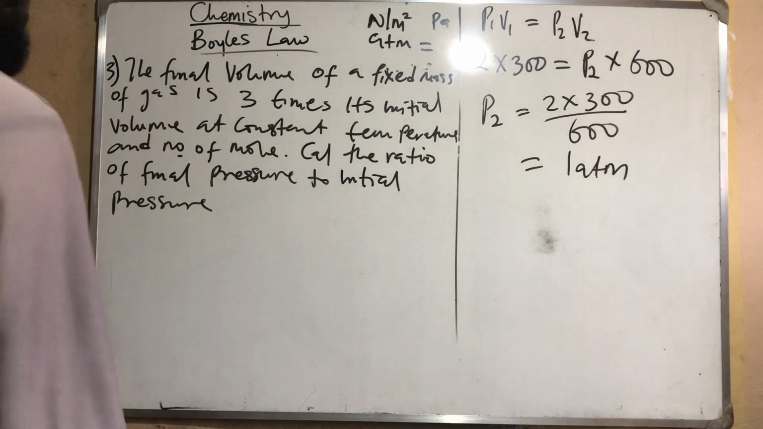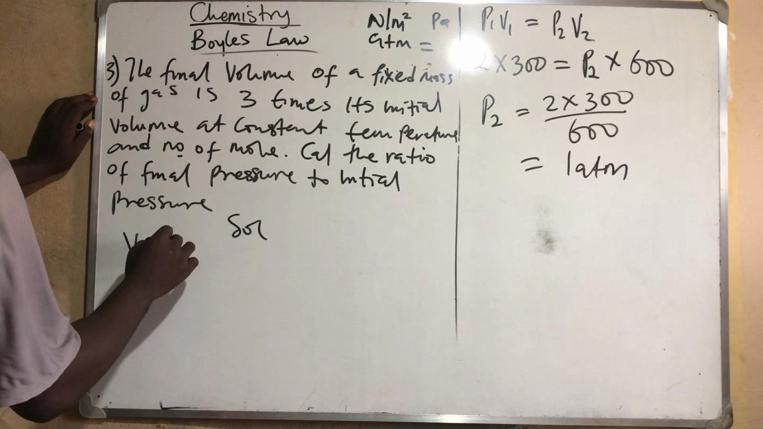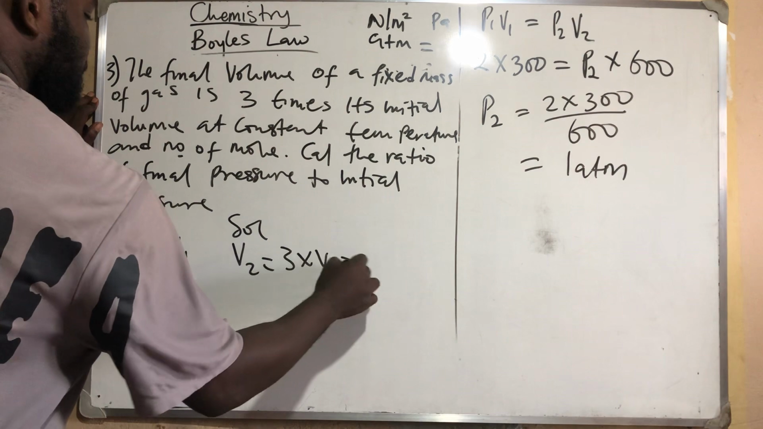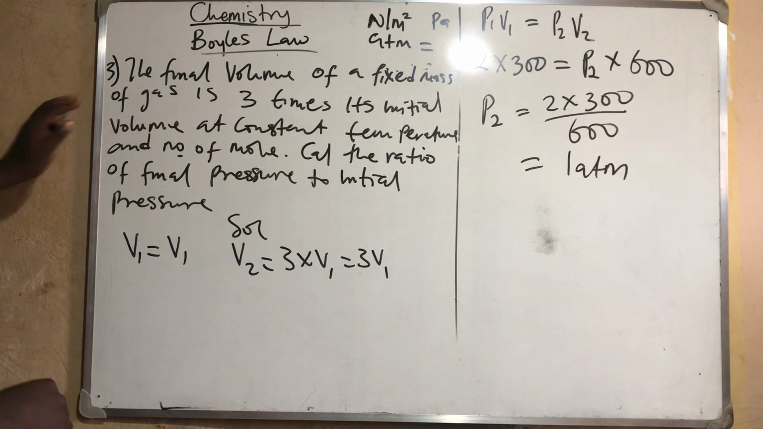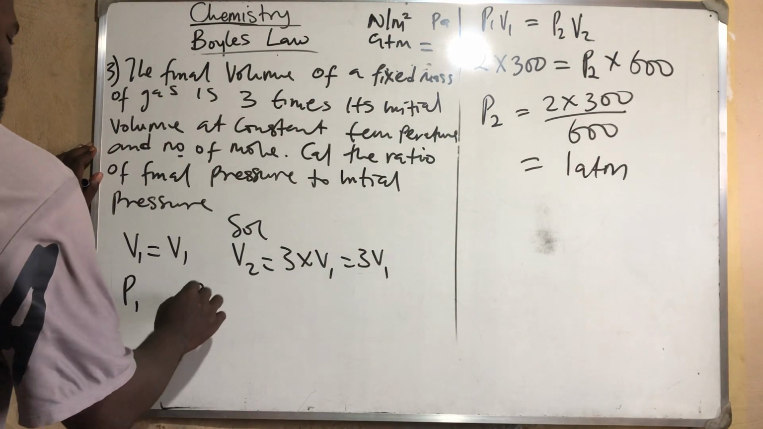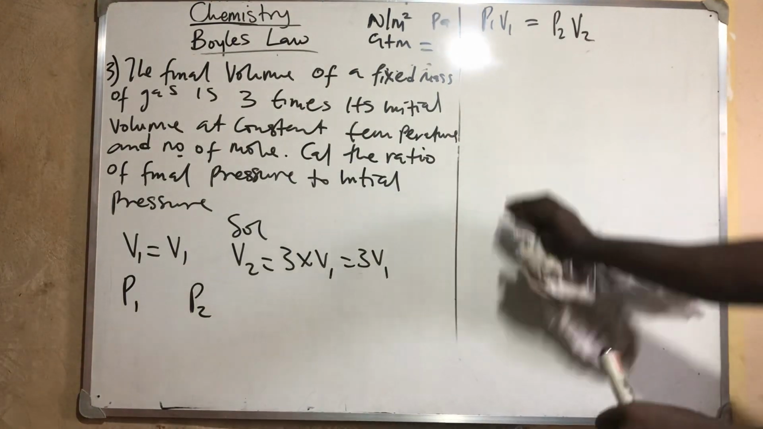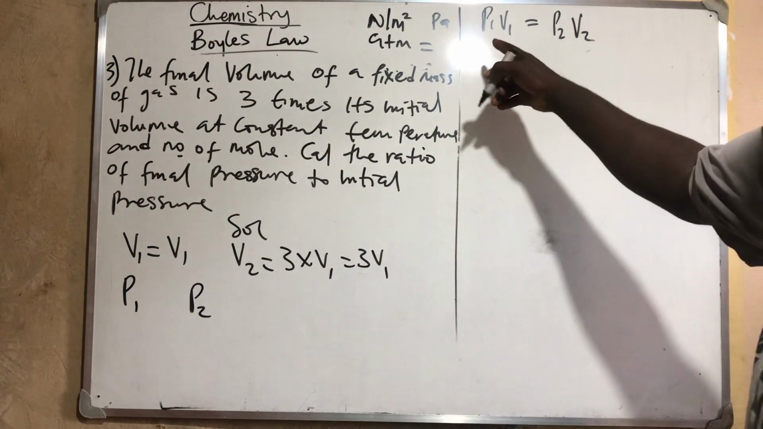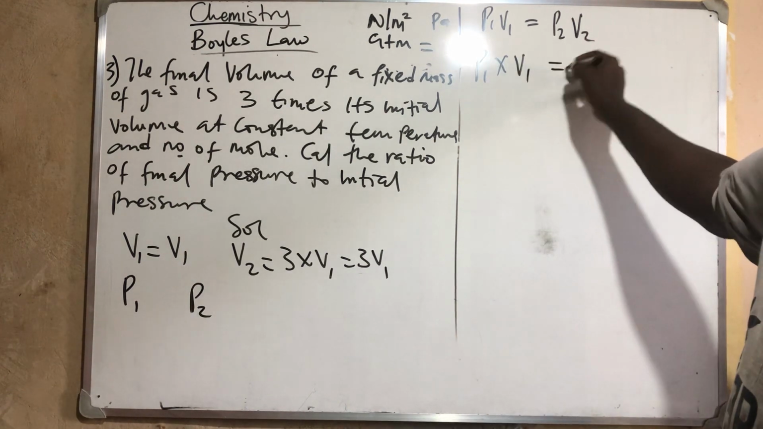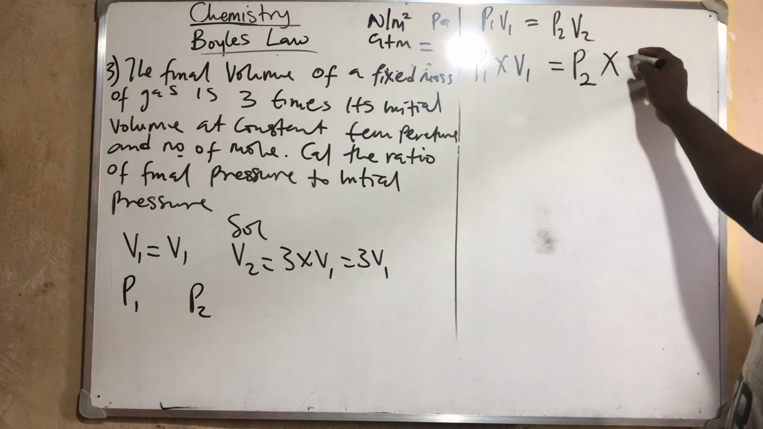Okay, so our parameters, they gave us. Solution. Let V1 be V1, but they said that V2 is 3 times V1, which is 3V1. We don't know the final and the initial pressure, so let the initial pressure be P1 and the final pressure be P2. We still have the same formula, that P1 V1 is equal to P2 V2. So my P1 is still my P1 times my V1 is equal to my P2, which I'm looking for, times my V2, which is 3V1.